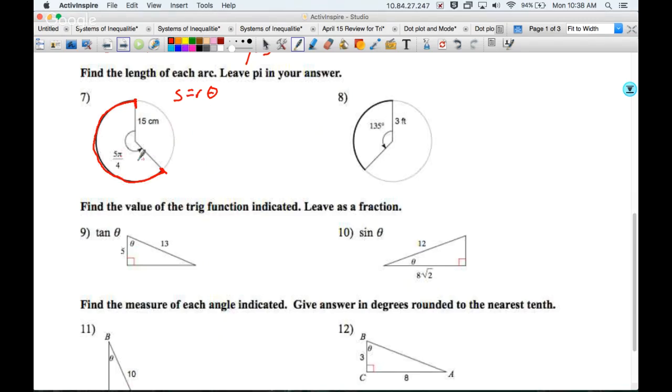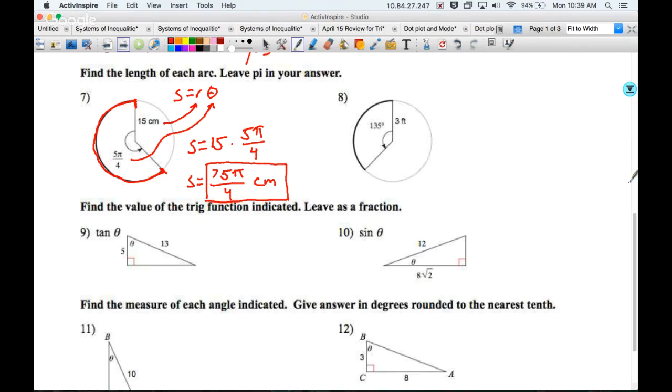So this is already in radians. If it was in degrees, we'd have to convert it, but I can just plug that in right there, plug the 15 in right there, get that S equals 15 times 5 pi over 4. S equals 75 pi over 4. And I think we'll just leave it like that. It says leave pi in your answer. And I don't think I can simplify that down anymore. But let's give it the unit of centimeters because it is a length after all.